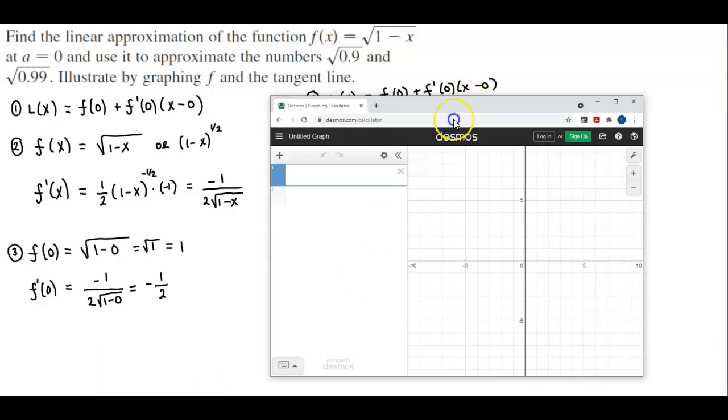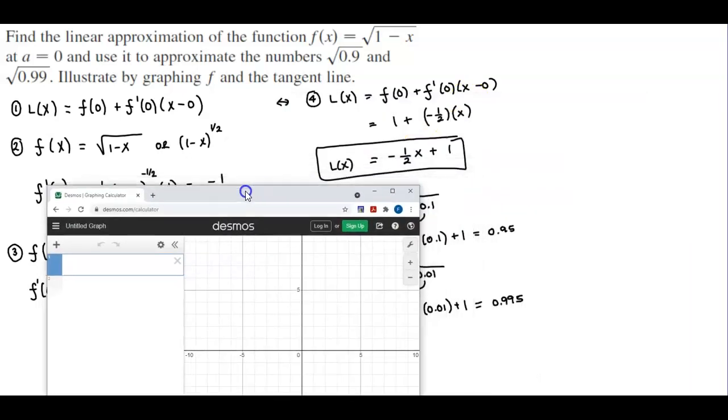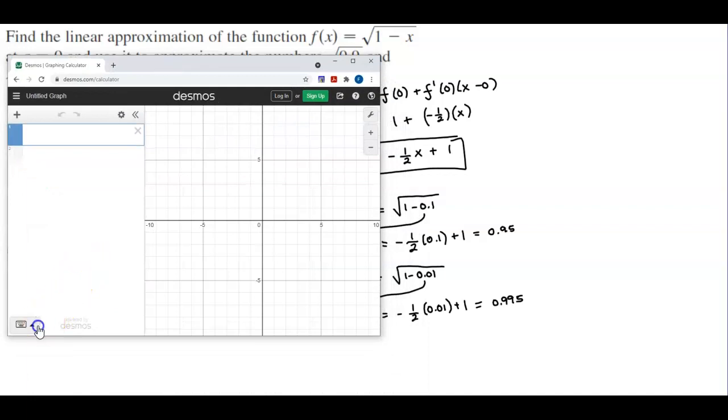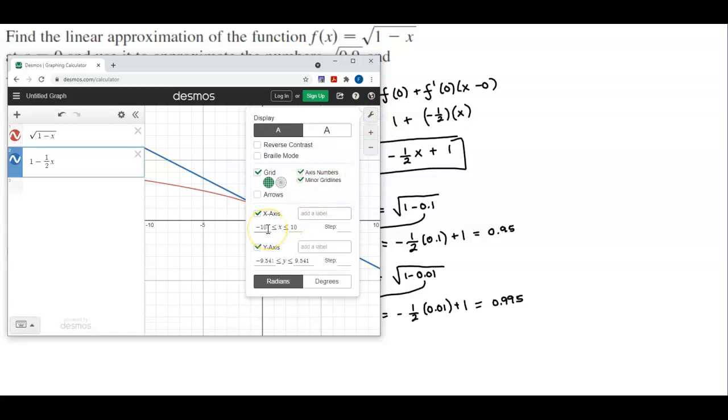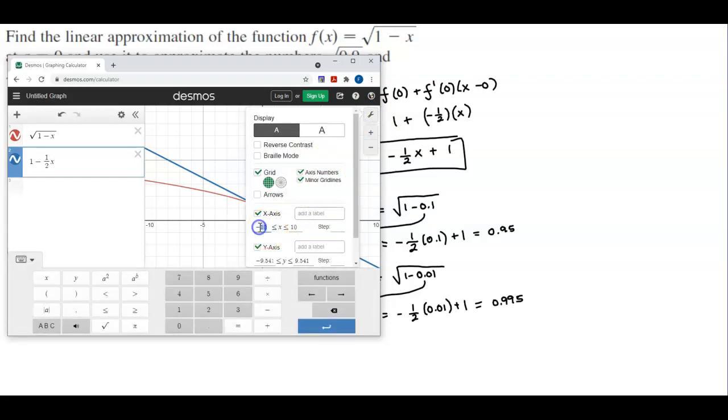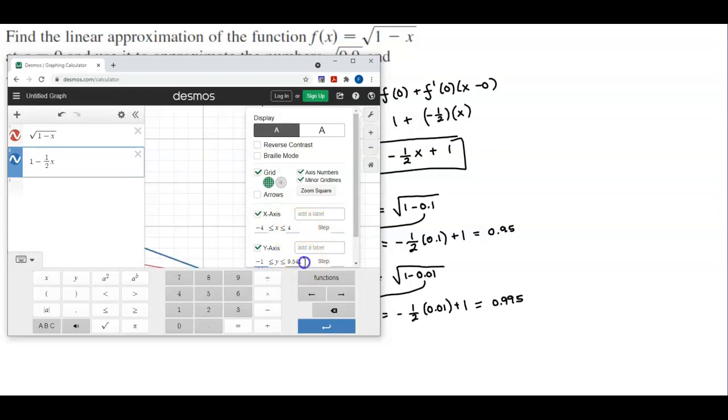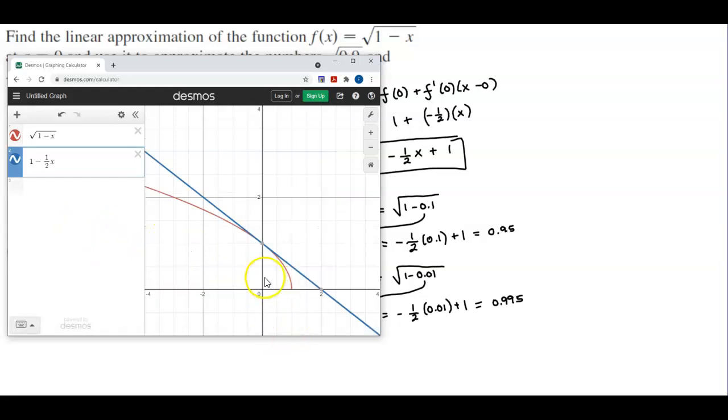So let's go ahead and graph that. The first thing that we're going to graph is the function that was given to us, which is the square root of 1 minus x. And then we're going to graph the linearization, which is 1 minus 1/2 x. Okay, so let's take a look at this a little bit closer. We'll go from negative 4 to 4 and negative 1 to, let's say, 4. So let's take a look and see what's going on here on our graph.